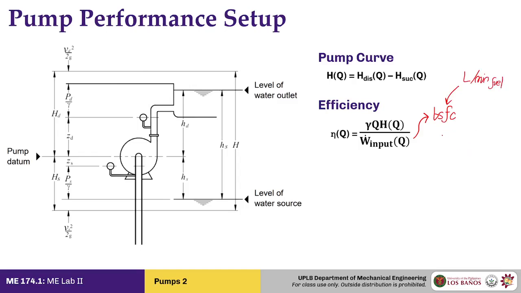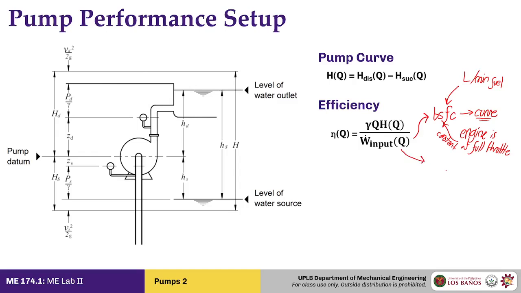The brake specific fuel consumption, if you recall from your engine's performance test, is also a curve. However, what we'll be doing is that the engine is at full throttle at all points of the experiment. So that means even though this is a curve, we should see a constant BSFC which we can connect to the flow rate of the fuel in order to calculate the power that is being fed to the pump set.